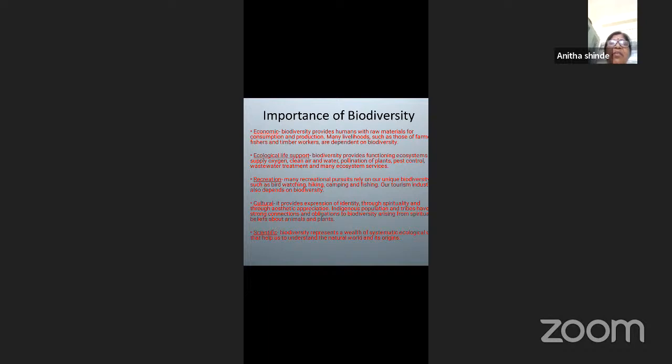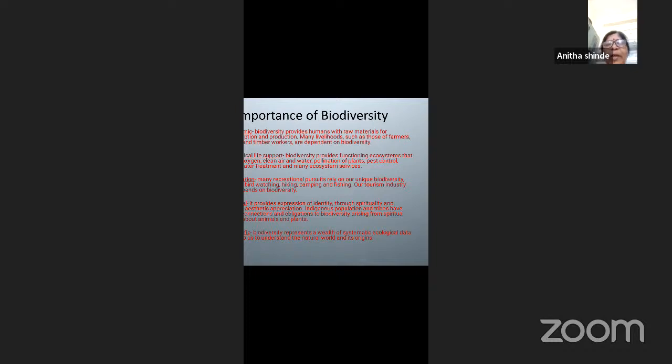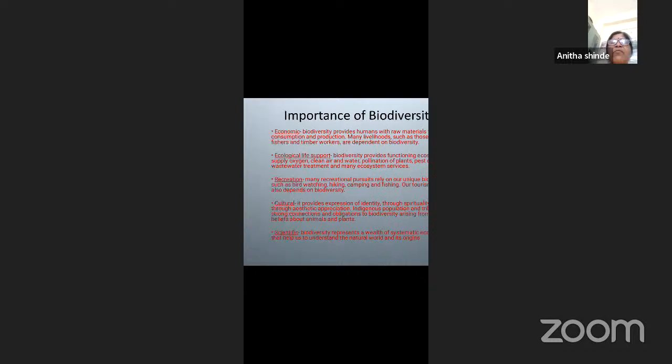And lastly, in the scientific way, biodiversity represents a wealth of systematic ecological data, by which we can find out more and more, do research, and try to understand nature. So these are the various functions, or the importance of biodiversity: the economic point of view, ecological point of view, recreation, cultural, as well as scientific. That is why biodiversity gains a lot of significance. It has a lot of importance. So that is why we need to conserve biodiversity.